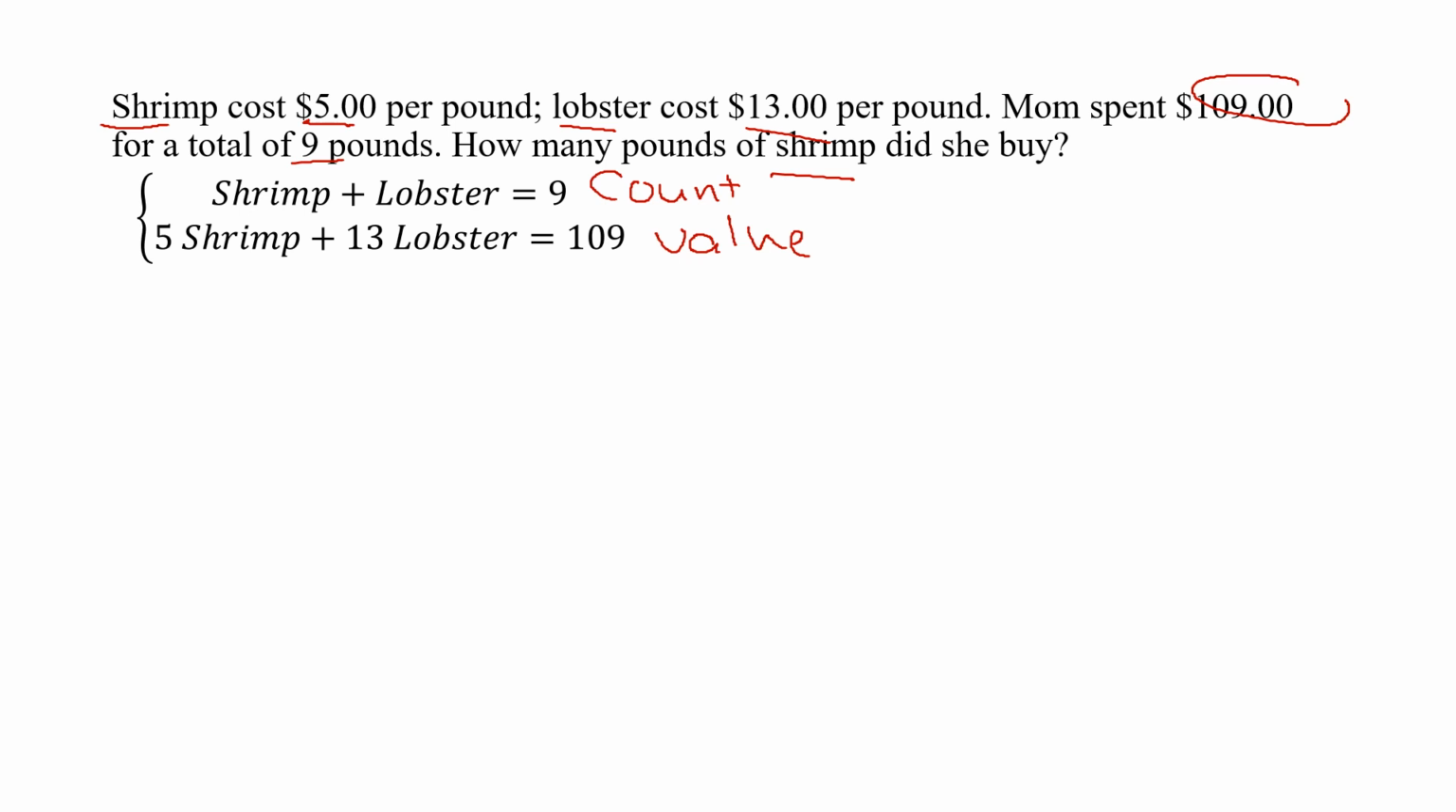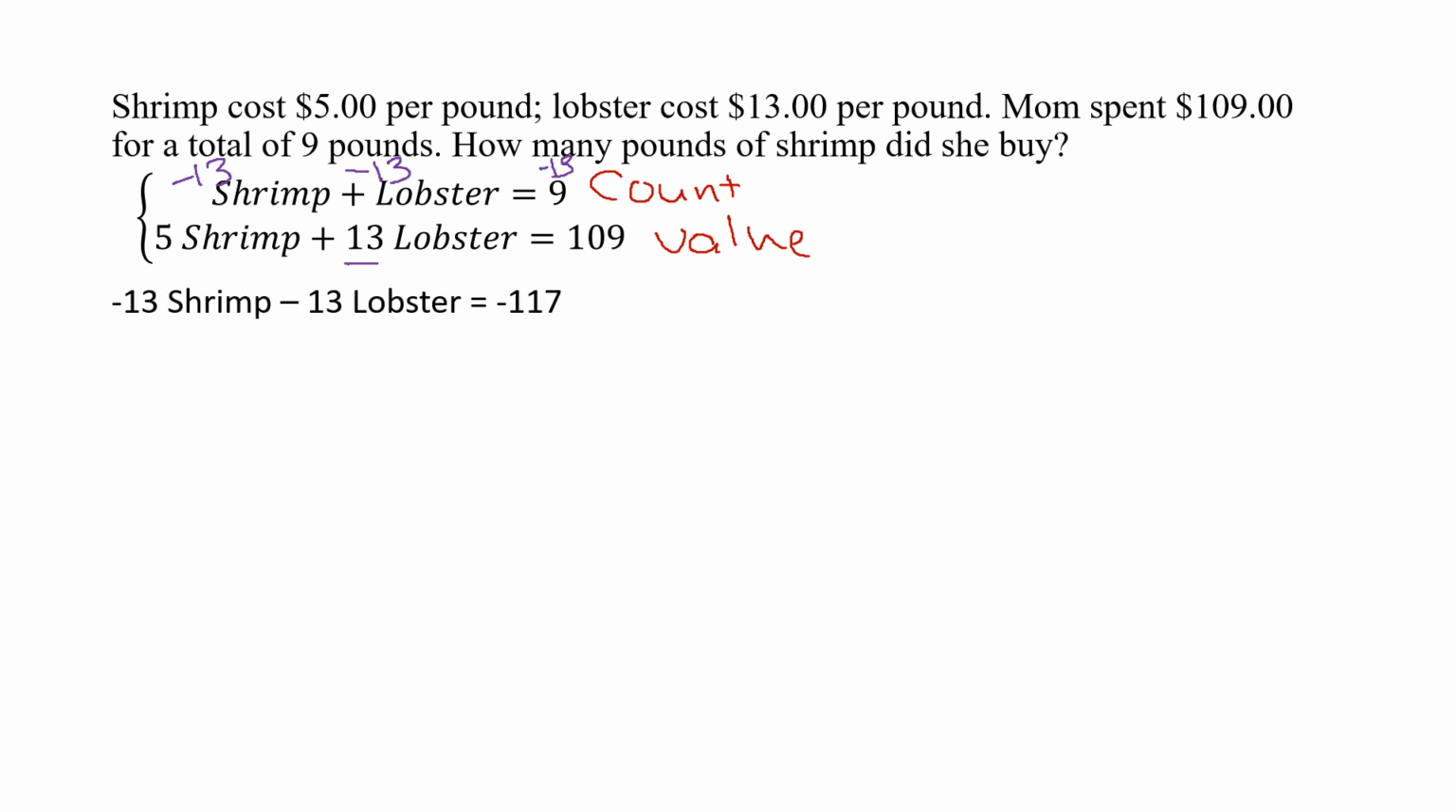And I've pulled all of that information from my word problem here. Count and value. And I'm going to just use whole numbers and eliminate any decimals. Now, because I want to solve for shrimp, I personally am going to use elimination, again, because it's my favorite one to use, and eliminate my lobster. Now, to eliminate a positive 13, I need a negative 13 here. So I'm going to multiply everything by negative 13 in order to eliminate lobster. And again, the reason I'm eliminating lobster is because I want to solve for shrimp.